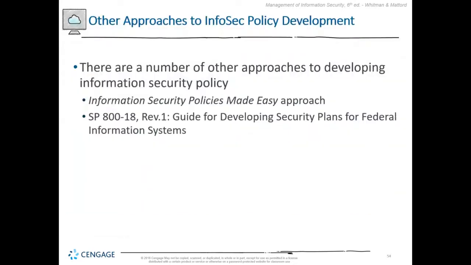Now there are other steps we can take to develop a policy, other approaches. We have an Information Security Policies Made Easy approach by Woods. We have SP 800-18 Revision 1, Guide for Developing Security Plans for Federal Information Systems. So that describes a business process centered approach to policy management.